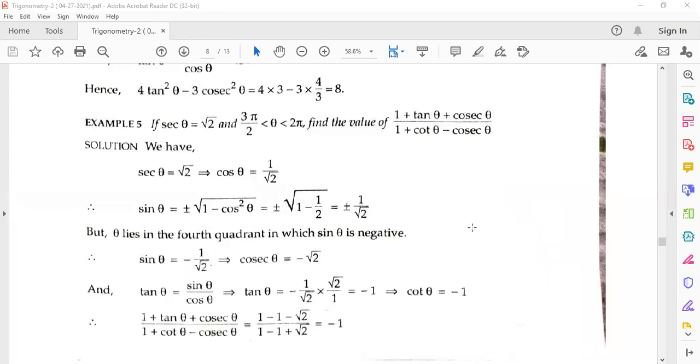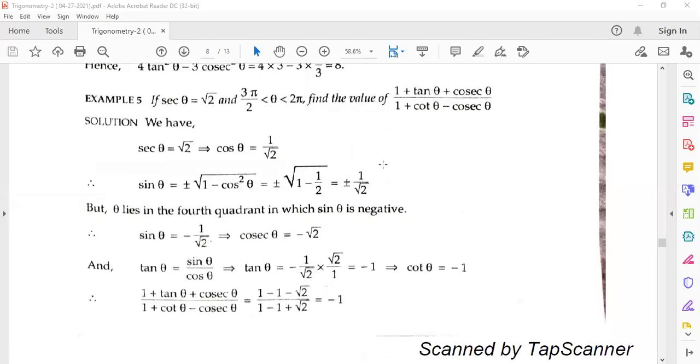For the third quadrant, it is tan quadrant. Tan means cot also. Tan and cot are positive, all other things negative. And last is cos. Cos means cos and sec are positive, all other things are negative. So according to the given value of theta, we have to find this out.